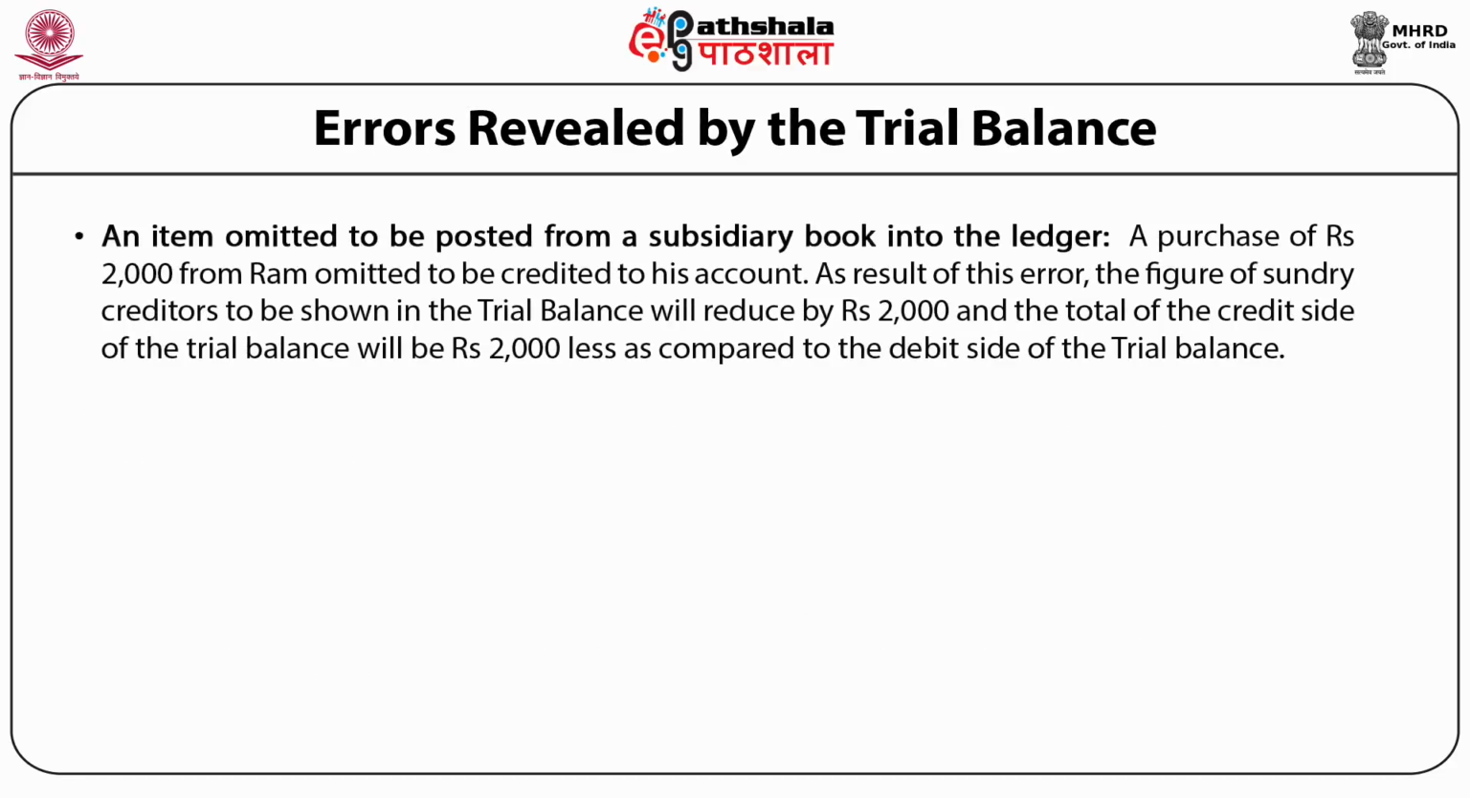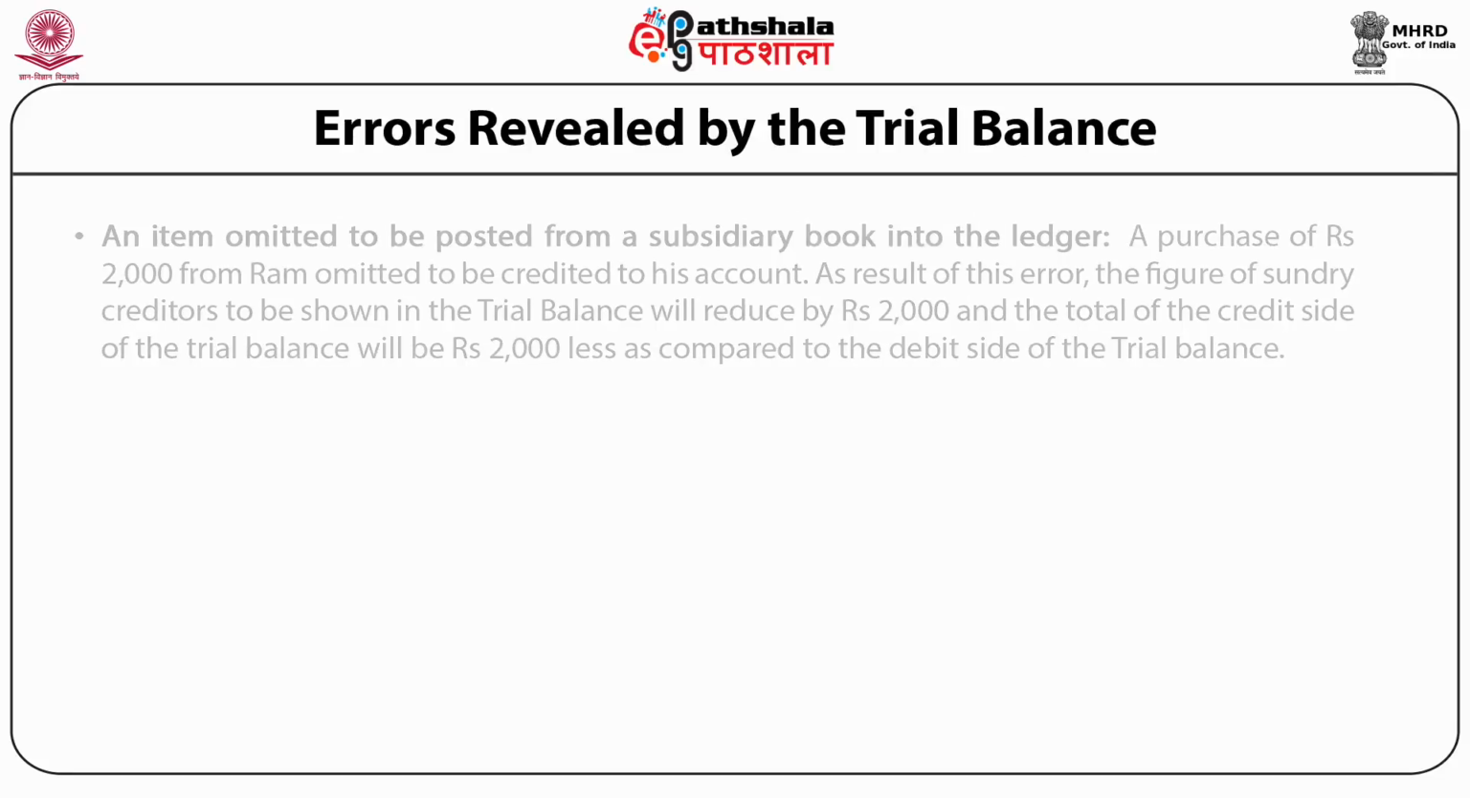An item omitted to be posted from a subsidiary book into ledger. A purchase of rupees 2000 from Ram omitted to be credited to his account, and as a result of this error, the figure of sundry creditor to be shown in trial balance will reduce by 2000 and total of credit side of trial balance will be 2000 less as compared to debit side of trial balance.